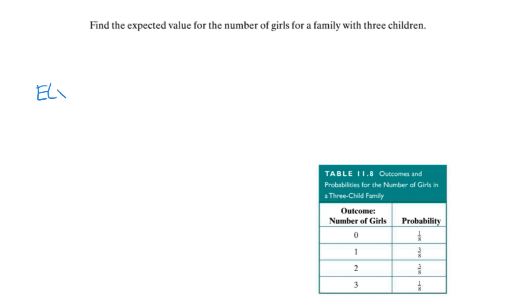So I'll say the expected value. For 0 girls, the probability is 1/8, plus for 1 girl, 3/8, 2 girls, 3/8, and 3 girls, 1/8. So once again, on this table, all we're doing is basically just multiplying straight across, getting our results, and then adding them together.